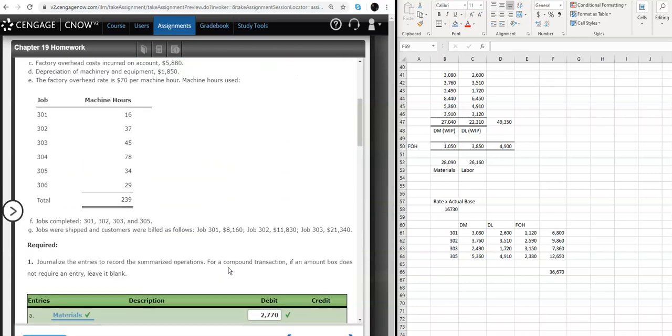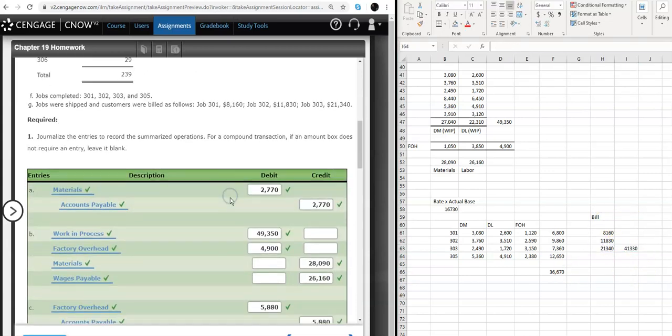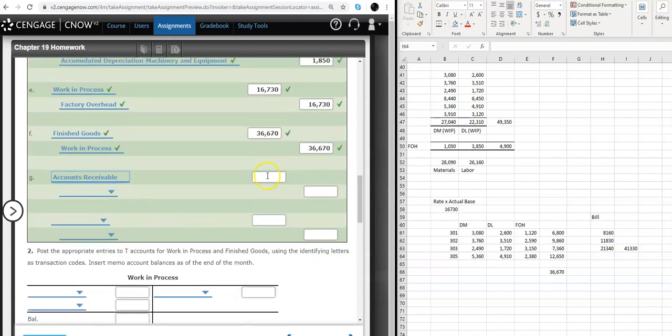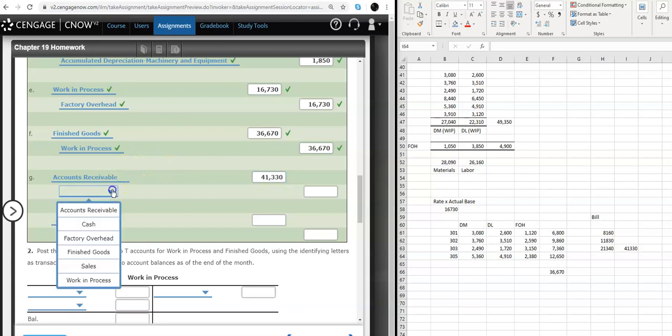All right. Letter G says jobs were shipped and customers were billed as follows. So we billed them. That means accounts receivable will be for the amount that we billed. For job 301, we billed 8,160. For job 302, 11,830. For job 303, 21,340. And I guess that's all we sold. If we add those numbers together, that's how much will go to our accounts receivable. 41,330 goes to accounts receivable. That is also our sales number. That's how much we sold. That's how much we charged them.